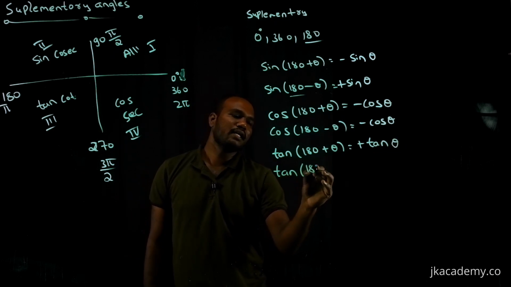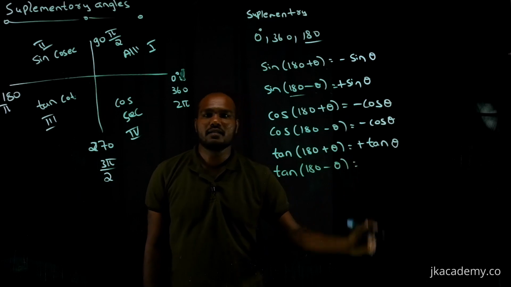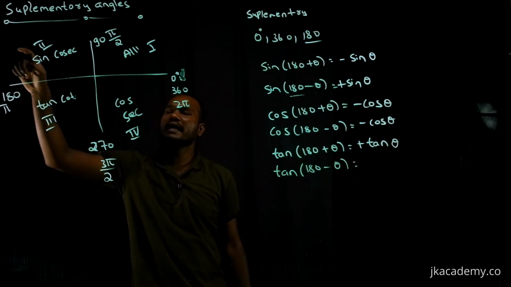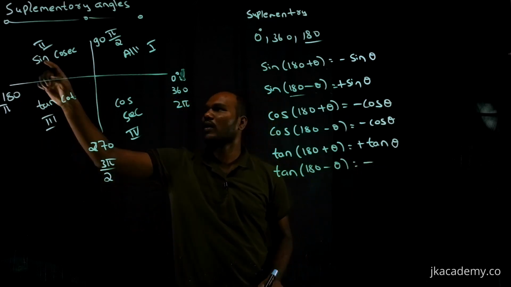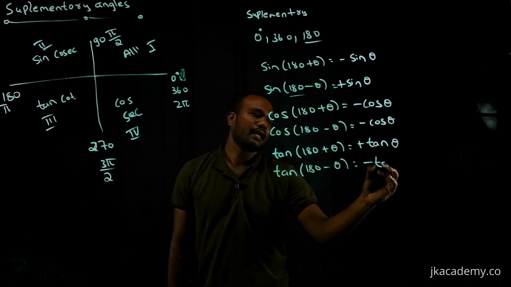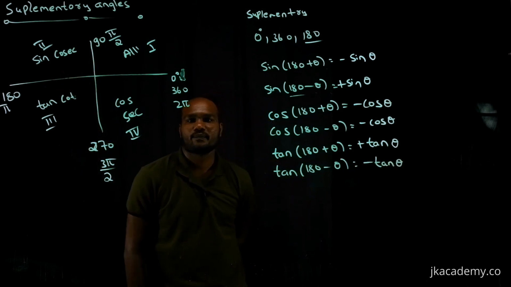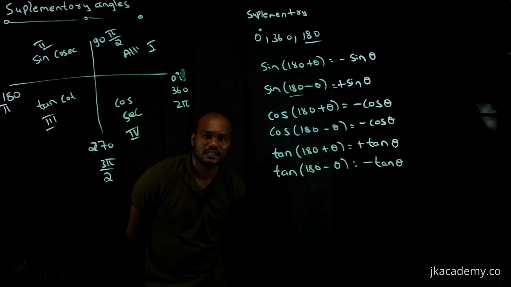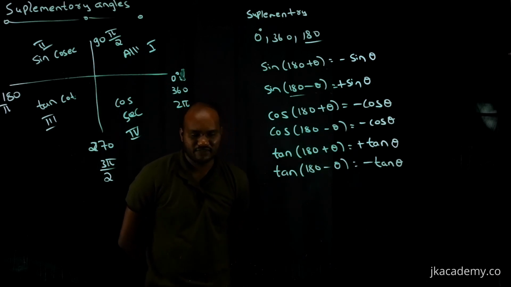Tan of 180 degree minus theta. Tan of 180 degree minus, there is second quadrant. So the tan is negative. So I'll take negative tan theta. Is that okay? Is that fine?